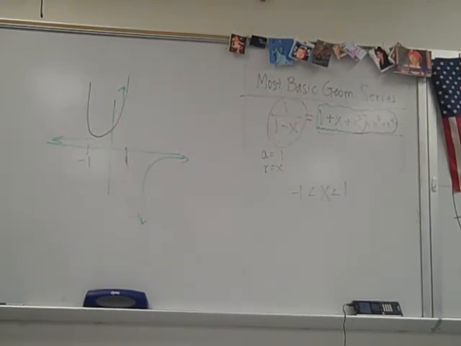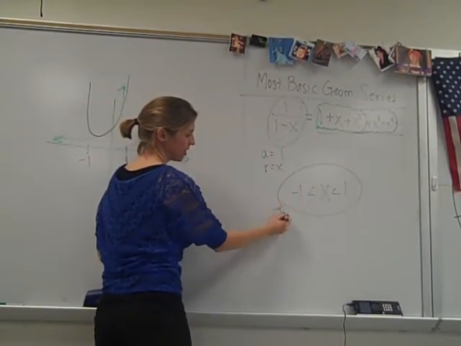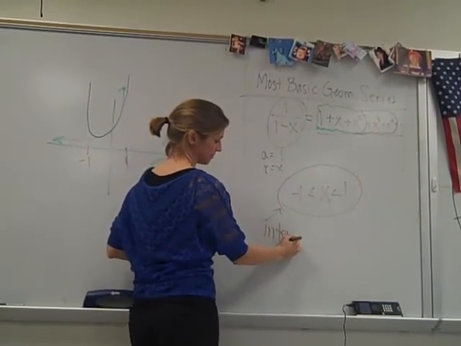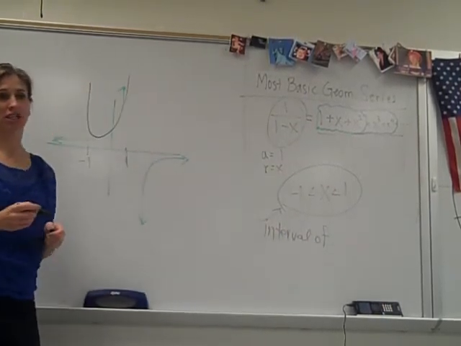Okay. One thing I want to tell you is that this has a fancy name. This is called the interval of convergence. Is that for every single one? This is going to be for every geometric thing.